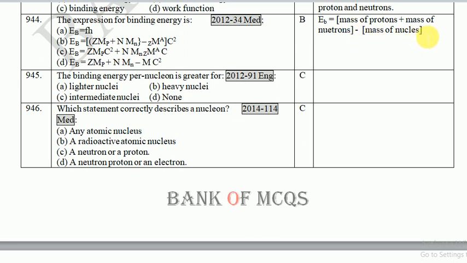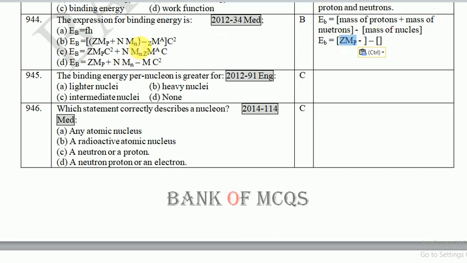Now, writing the equation for binding energy: the mass of protons and neutrons minus the mass of the nucleus. Here Z is the number of protons, and the number of protons times the mass of one proton will be the total mass of protons.